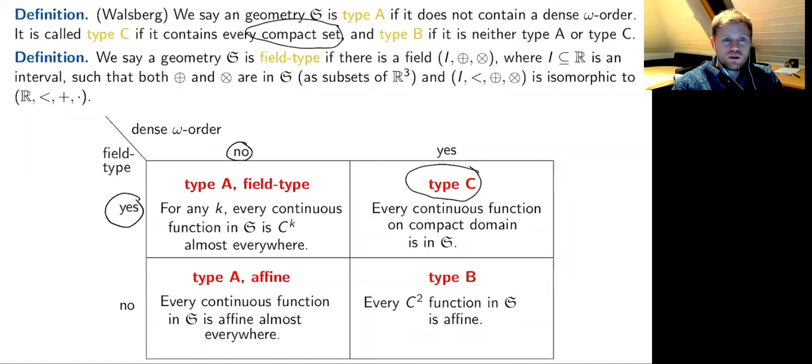If you want to state this in terms of continuous functions, one result that you get in this vast generality is that every continuous function in this structure is C^k almost everywhere. And almost everywhere here means outside a nowhere dense set. This is a classical result for o-minimal structures: outside a finite set, every continuous function, let's say from R to R, is C^k. And this is the generalization.